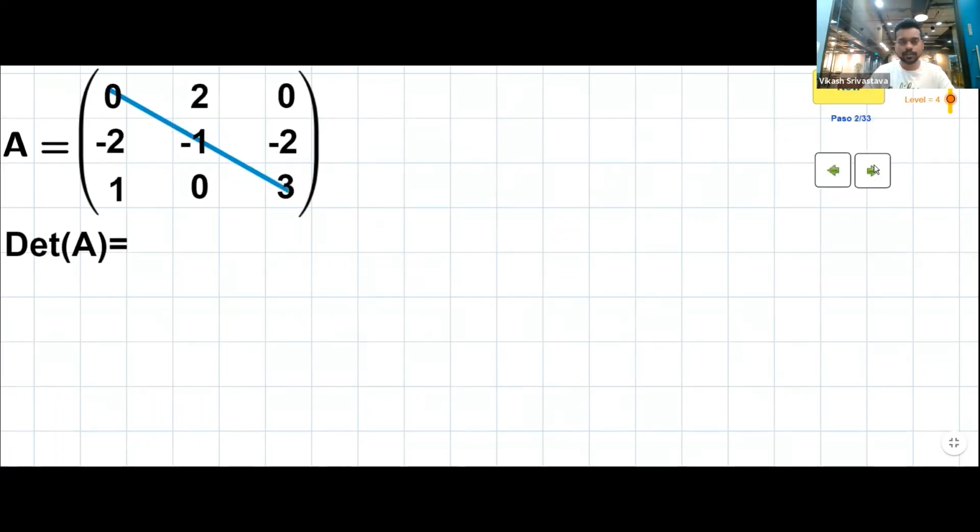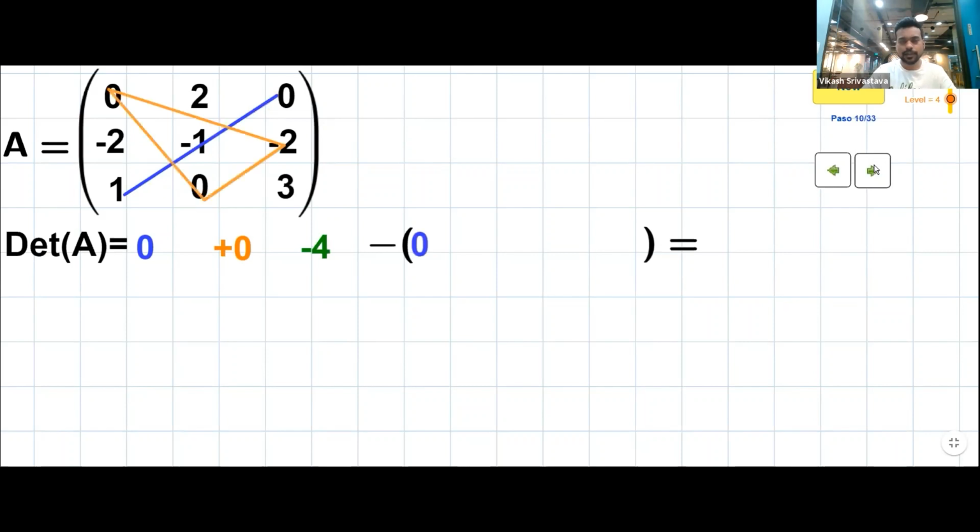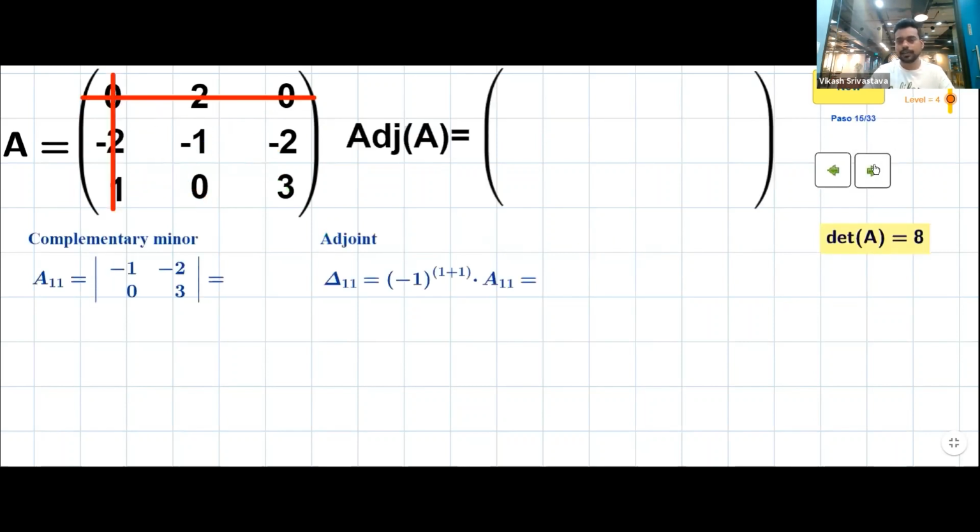So you know already how to calculate the determinant, right? This is what we have learned in school. So this is how we calculate the determinant, right? Now we want to calculate the adjoint of a matrix.